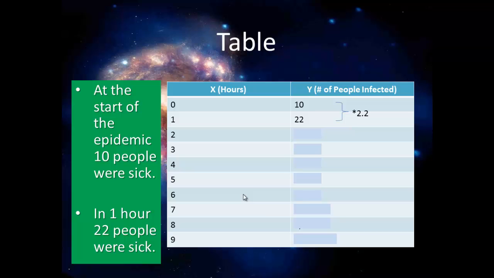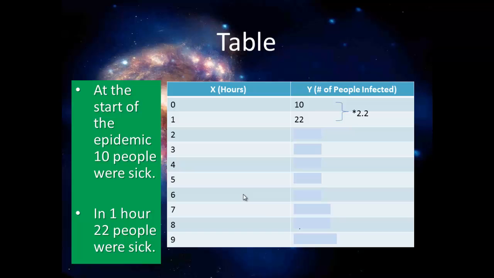So if we plug that into our table, we would put x equals 0 for the start of the epidemic, and then for the y side, we would put 10, because we were told that at the start of the epidemic, which is 0 hours, 10 people were already sick. The same goes for when x equals 1, and for the y side, we would put 22 because we were told that within 1 hour, 22 people got sick.